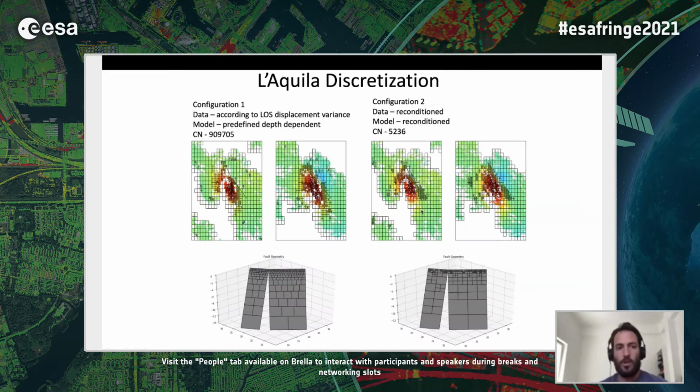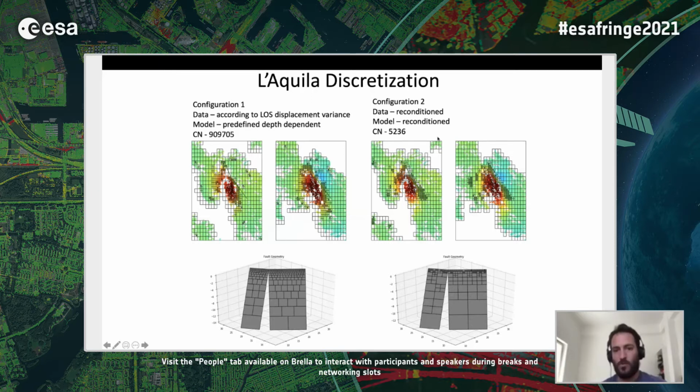And we will propose two configurations of discretization for the fault plane and the data downsampling. The first configuration uses depth-dependent fault plane discretization, where dislocations get larger with depth to account for the loss of resolution. And in the data space, we're using maybe the most common and widely used downsampling approach, where we downsample the data according to the displacement variance, and we're trying to end up with uniform variance data.